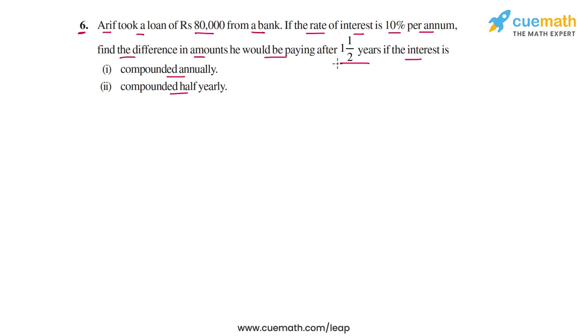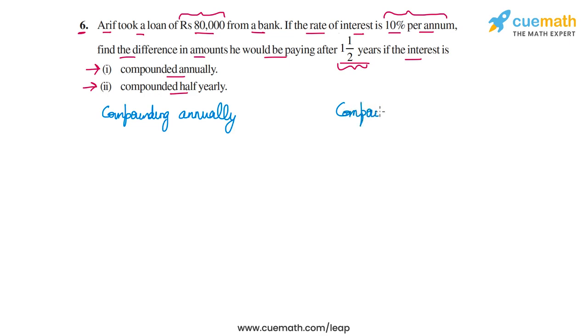So the time period is 1.5 years. The rate of interest is 10% per annum. The principal amount is rupees 80,000. But there are two different scenarios. In one scenario, the compounding is happening annually. In the other, it is happening half yearly. And we have to calculate the difference in amounts for the two scenarios. Okay, so let's do it for both scenarios. Compounding is annually, and on this side I will do the calculation for compounding being half yearly.